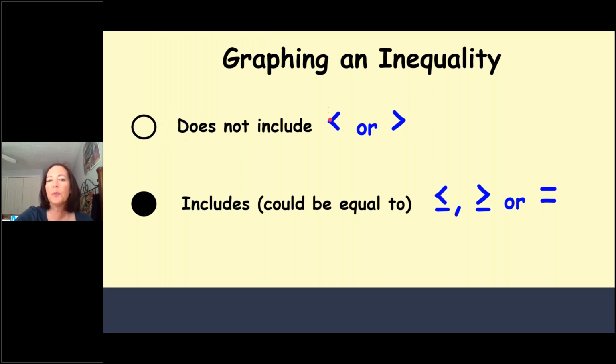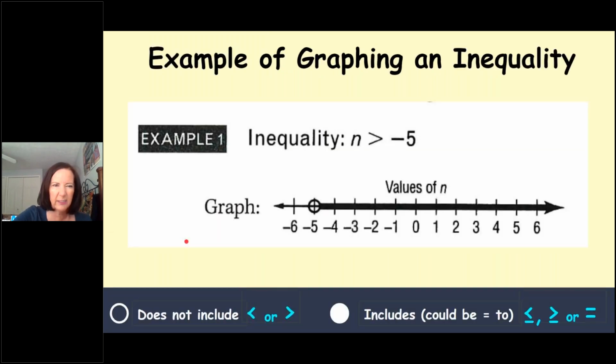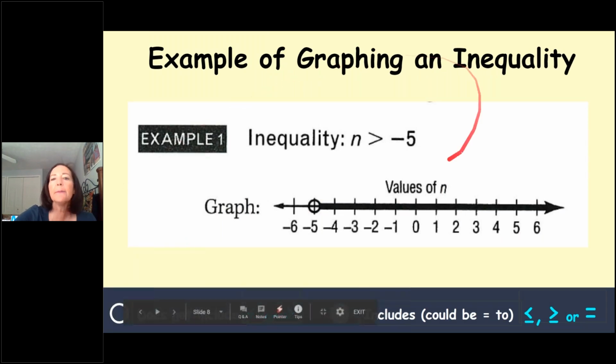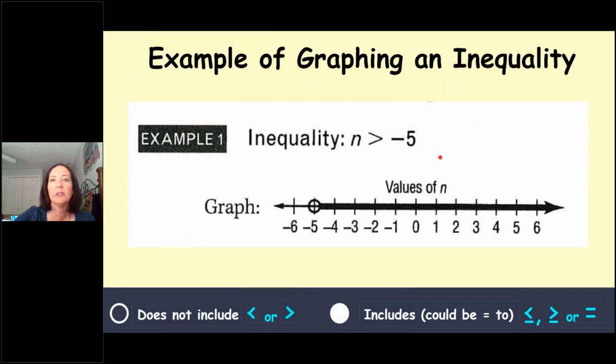We're going to use the open dot with the less than or the greater than symbol. The other symbol we're going to use is the closed dot. We're going to use the closed dot anytime that value can be included. It could also be read as it could be equal to that value. We use the closed dot when we have less than or equal to, greater than or equal to, or equal to. So we'll practice this because I know that wasn't super clear. Here's an example of what graphing an inequality is going to look like.